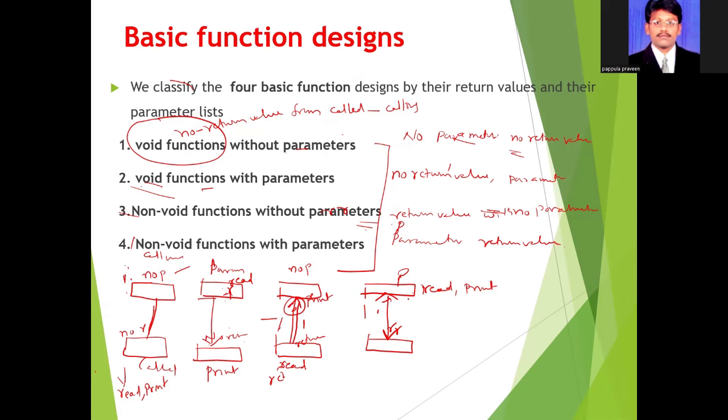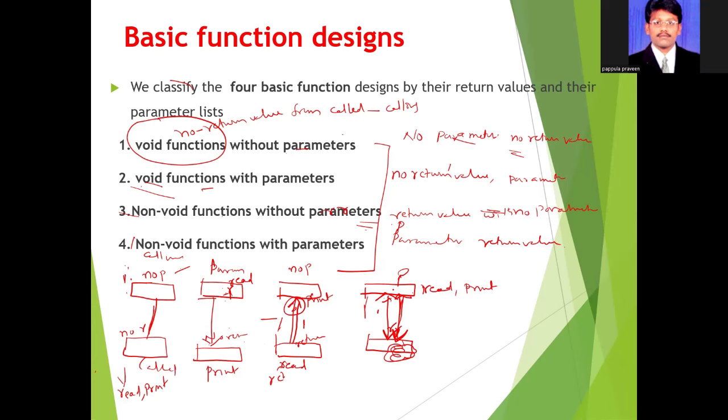Like the last one, read and print. Reading and printing both are in our main, that is, the main function is the calling function. Because after reading, we send the values from calling to called function. That is the first arrow mark. After doing some operations in the called function, these are all the operations. After the operations, the return value is sent from called to calling function. This is about the basic designing approaches in our functions.